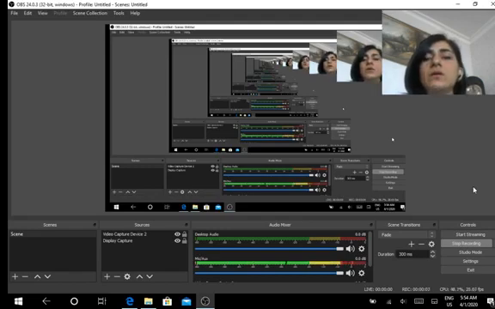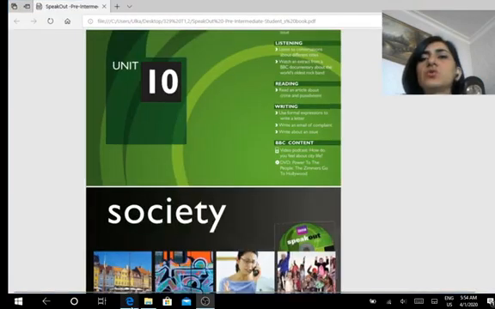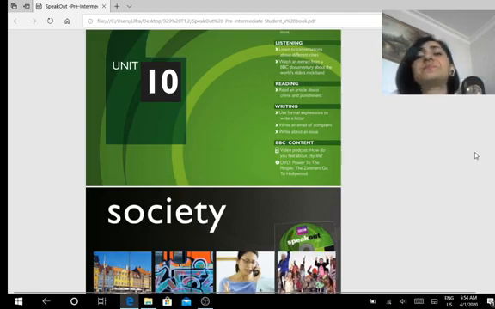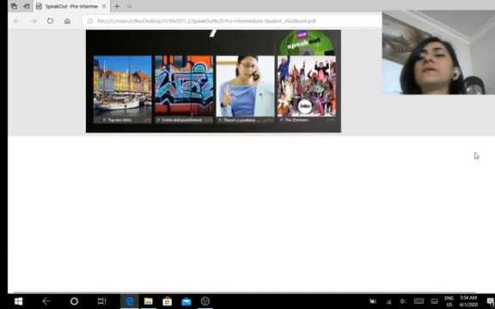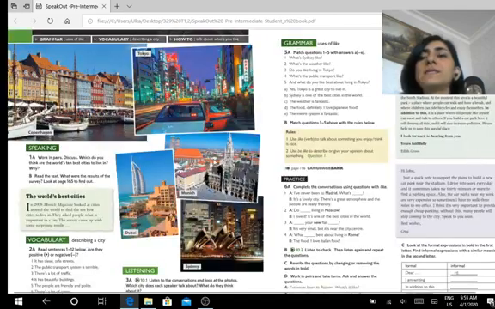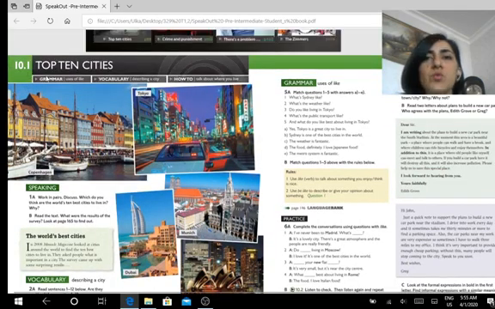Today we're gonna start our lesson from Unit 10 in your Speak Out pre-intermediate book. Our unit is called Society. This is the place we live in. We spend our daily time in society, around people, around laws and regulations of society. So let's switch to 10.1.